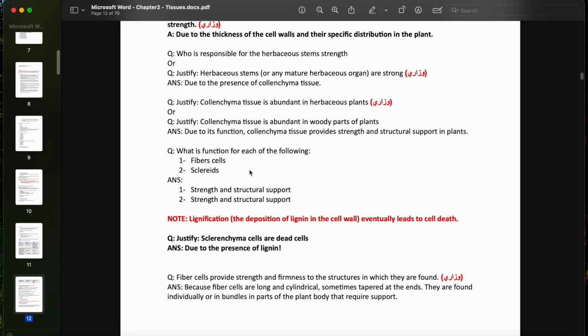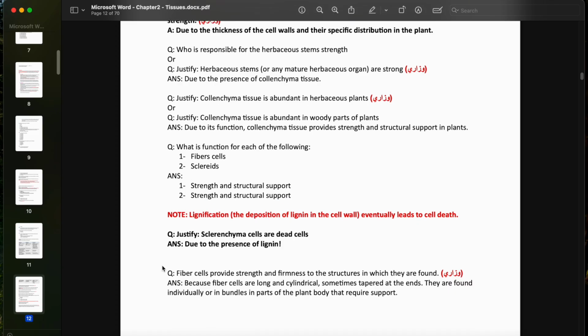If they ask you about the function of either fiber cells or sclereids, it's strength and structural support. That's the answer.